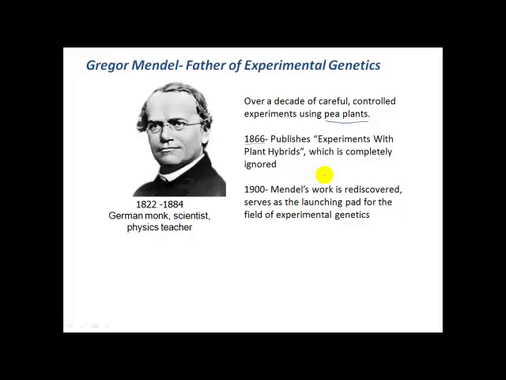A third reason that pea plants are a really good model organism for genetics is that they have a very short generation time. So you don't have to wait forever to get your offspring from any cross that you've set up. You get them in a matter of 60 days.